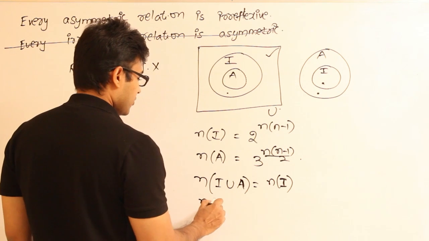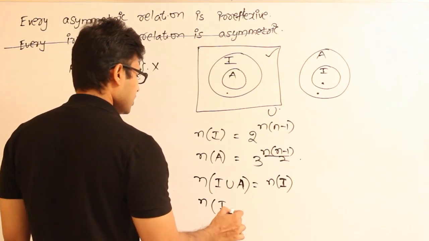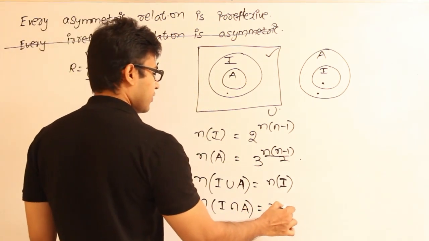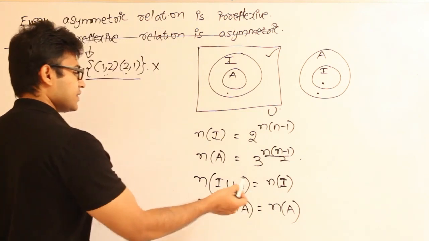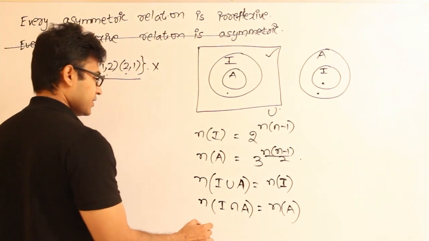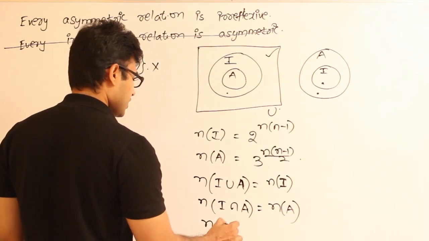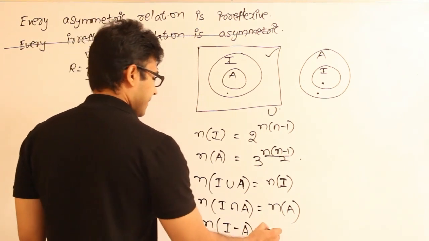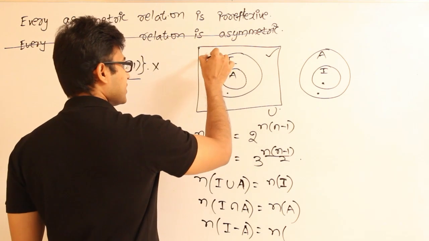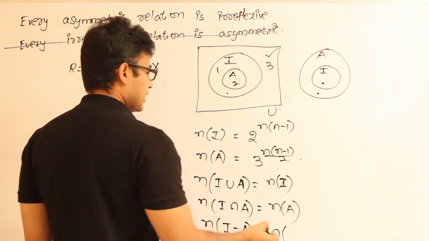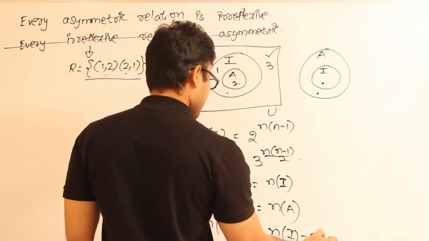And similarly, the number of relations which are both irreflexive and asymmetric is going to be n of A, which means n of I intersection A. The number of relations which are both irreflexive and asymmetric is nothing but the number of asymmetric relations itself. And similarly they might ask you the number of relations which are irreflexive but not asymmetric. Then you have to see, they are asking about this region. Let us say this region is 1, this region is 2, this region is 3. They are asking about region 1. It is nothing but n of I minus n of A.